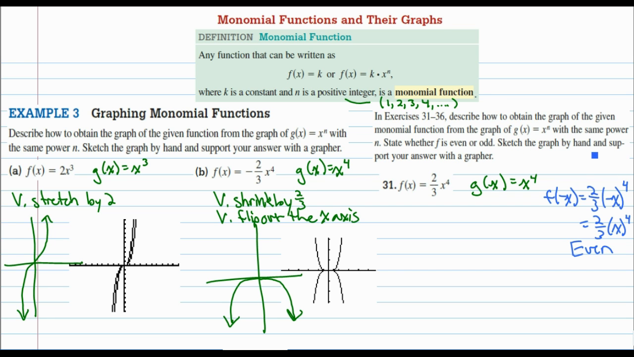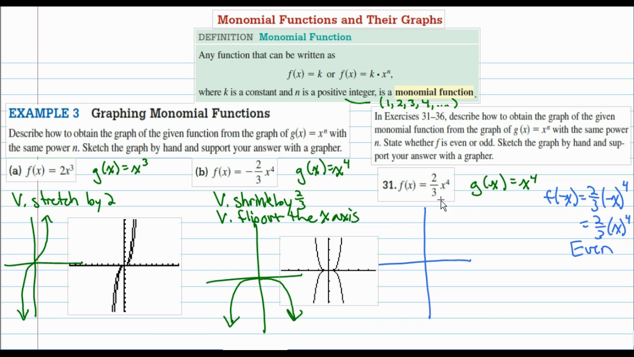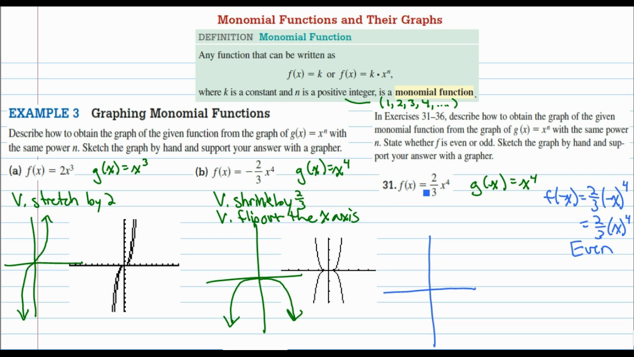Now sketch the graph by hand and support your answer with the grapher. So my sketch by hand, well, it doesn't say state the transformations made, but in order to sketch, I need to know what those transformations are. So I'm going to call this a vertical shrink by 2/3. There's no flip like example 3 part B, so it's just going to be a little bit smushed towards the x-axis.